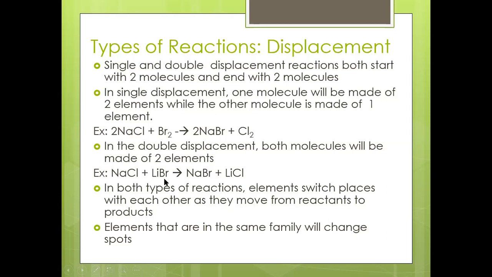In both types of these reactions, what's happening is either your metals are swapping places or your non-metals are swapping places. A metal can only switch places with another metal. A non-metal can only switch places with another non-metal. The only exception to that is hydrogen can sometimes switch places with another metal. And that's just because hydrogen sometimes acts like a metal. That's why on the periodic table, it's over by the metals.